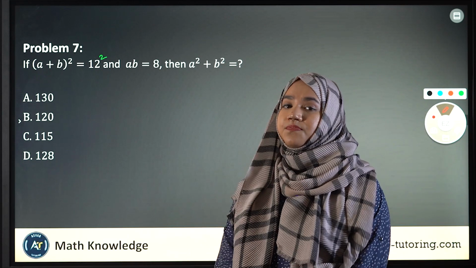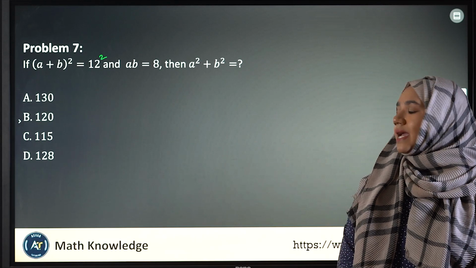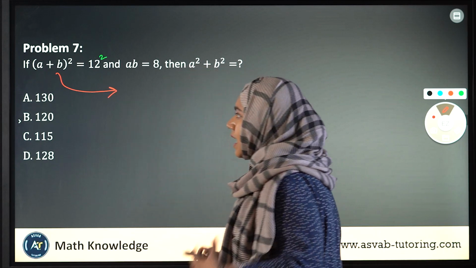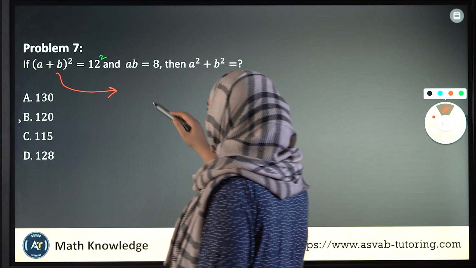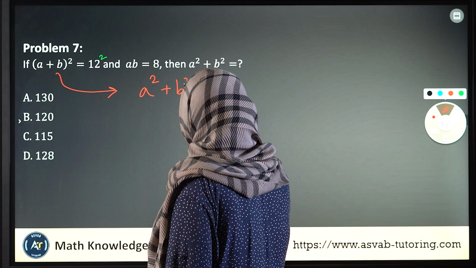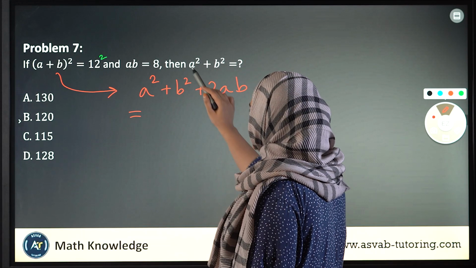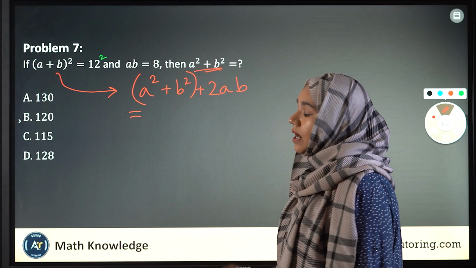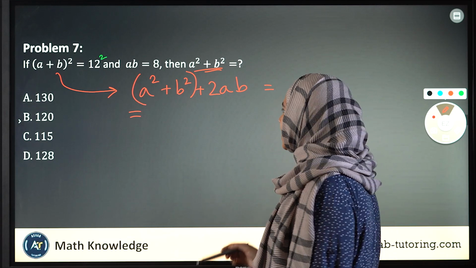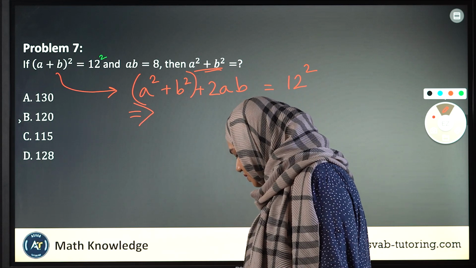So the question says, if a plus b whole squared equals 12 squared and ab equals 8, then what is a squared plus b squared? First of all, let's break this formula down. I think we already do know this formula. We've learned this in elementary school, right? A plus b whole squared is a squared plus b squared plus 2ab, all right? So in that regard, a squared plus b squared is whatever we are supposed to figure out here. And this entire thing represents a plus b whole squared, right? So we can just write this equals 12 squared, just like it says in the question, right?